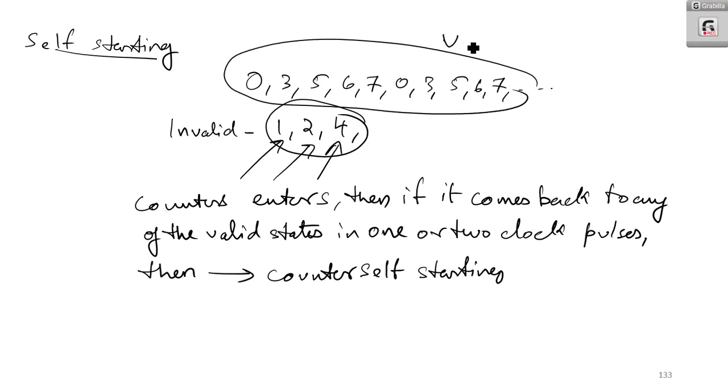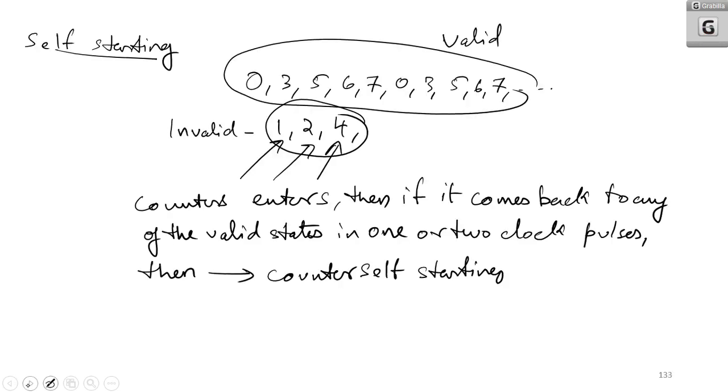That means if the counter enters some invalid states like 1, 2, 4, and it is not coming back to 0, or 3 or 5 in 1, 2 or 3 clock pulses, that is, it is not coming into a valid state, we can say that the counter is not self-starting. Whereas if it automatically comes back to a valid state, then we can say that the counter is self-starting. I will give an example of this self-starting in this lecture.